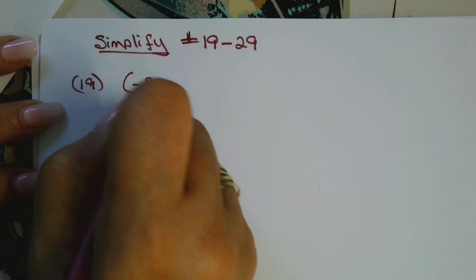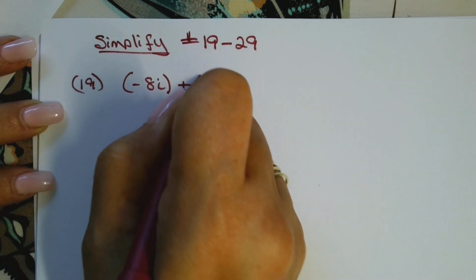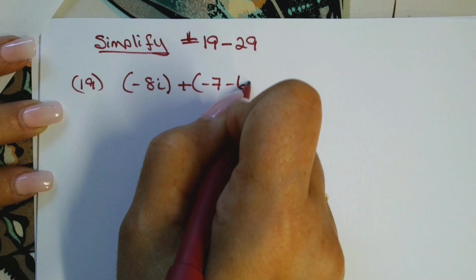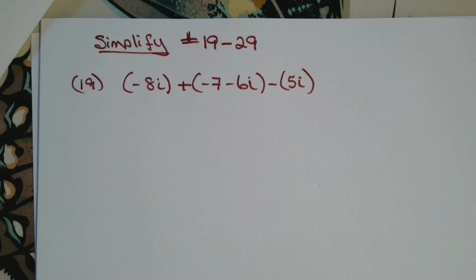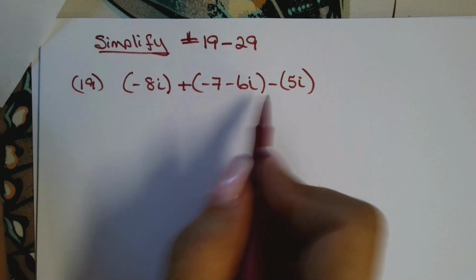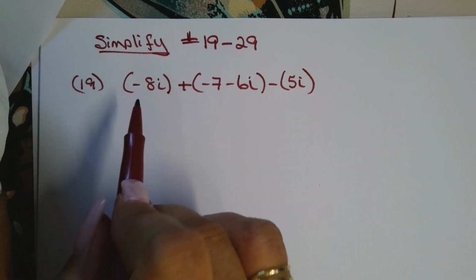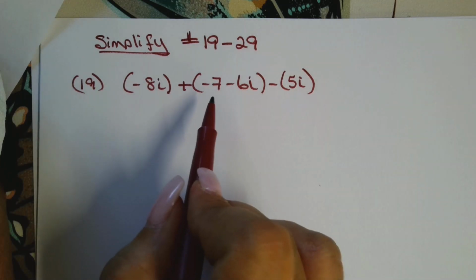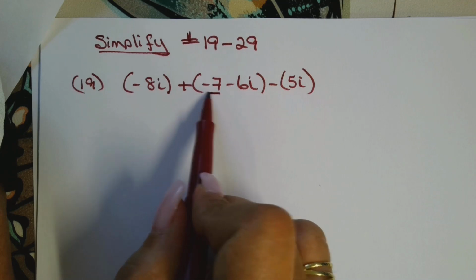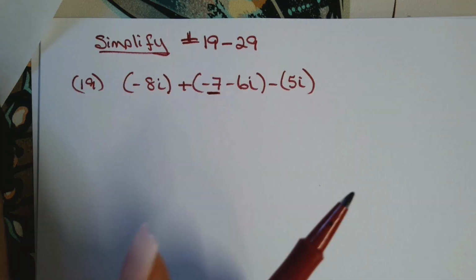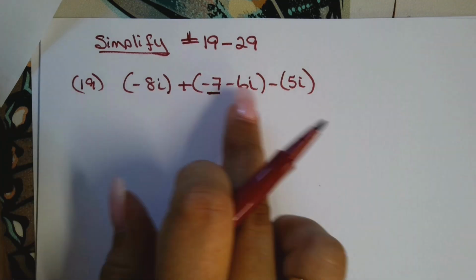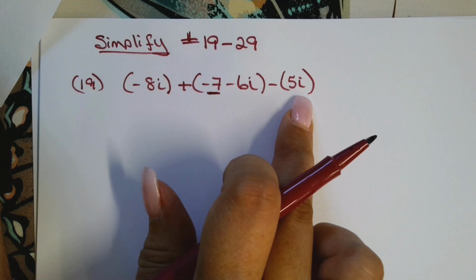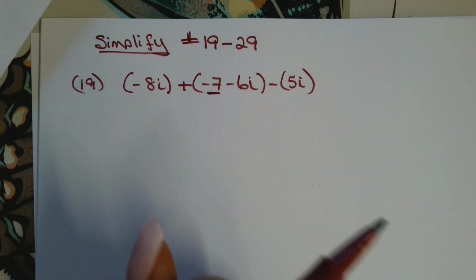We have negative 8i plus negative 7 minus 6i minus 5i. The way we do this is that this is all addition and subtraction. So we are going to add the real part of the complex numbers together. So this is the real part. And then the imaginary parts will be added together separately. So negative 8i, negative 6i, and negative 5i, those are all going to be put together.